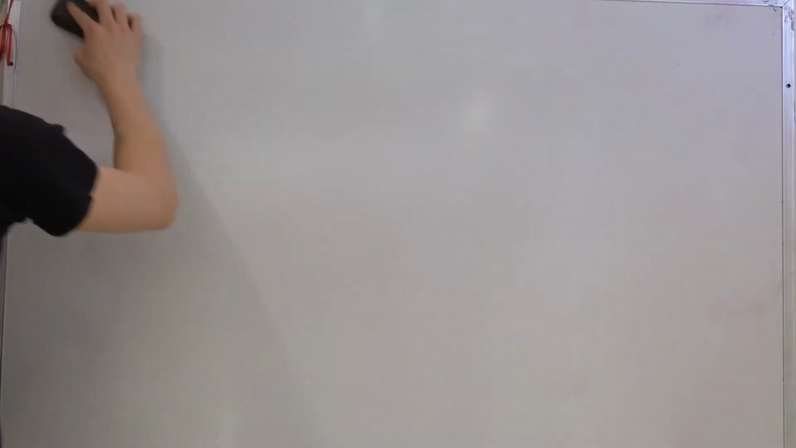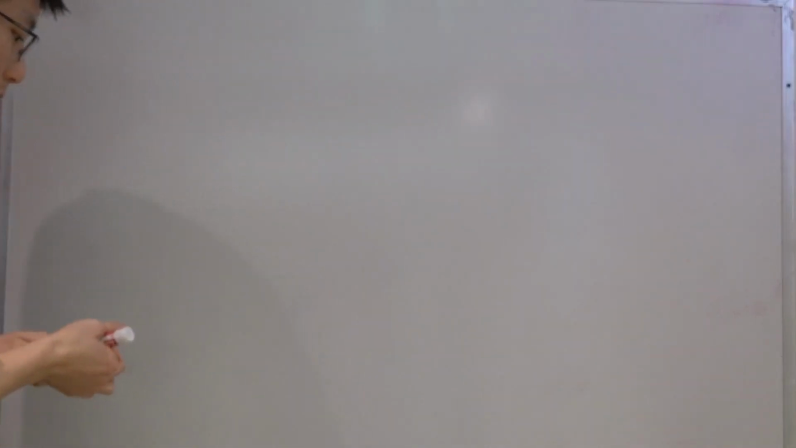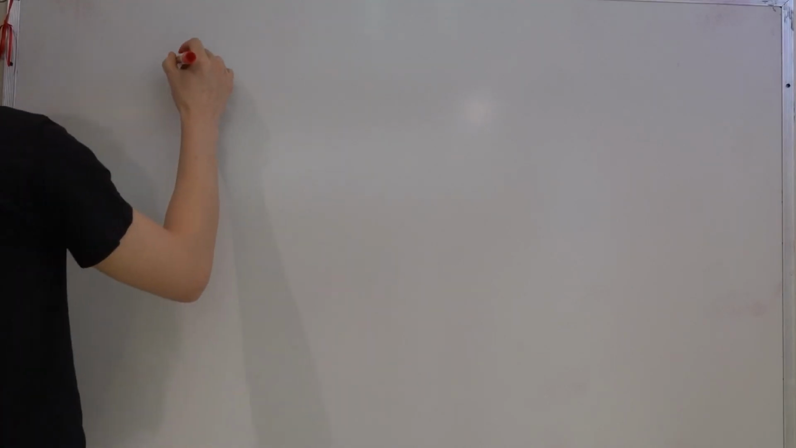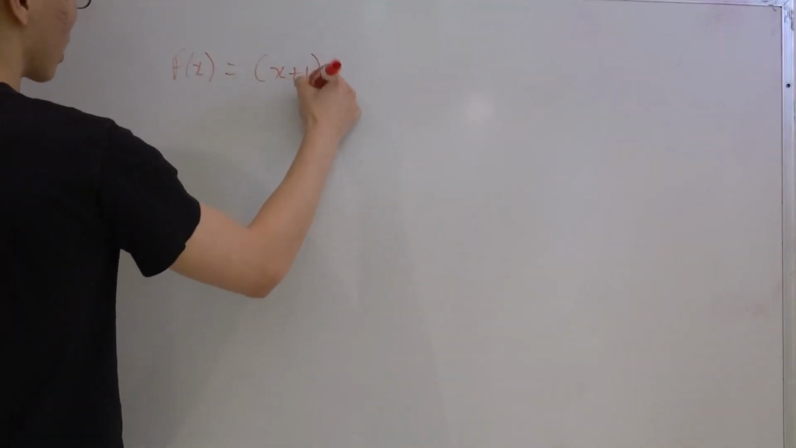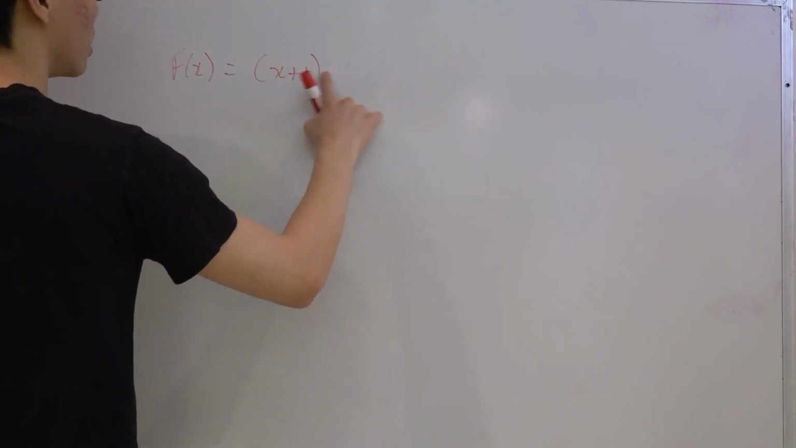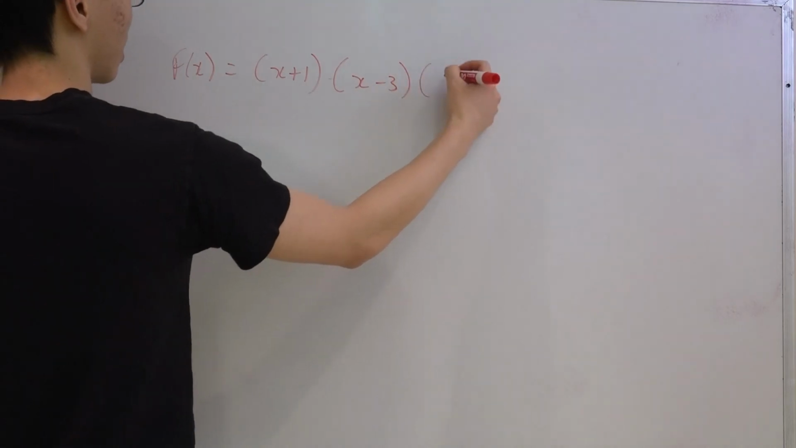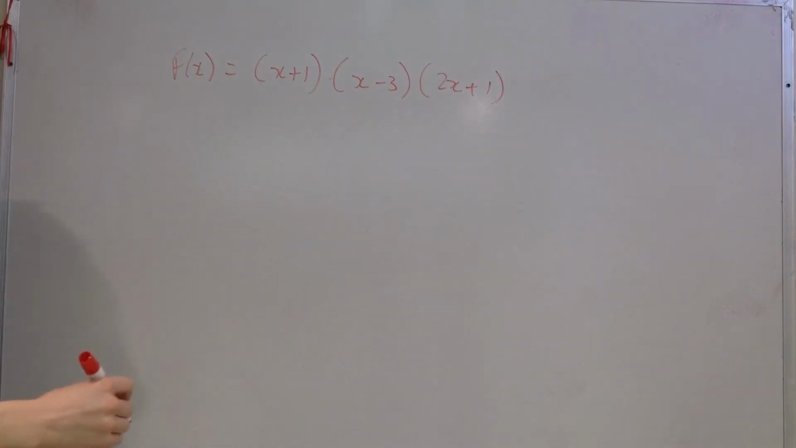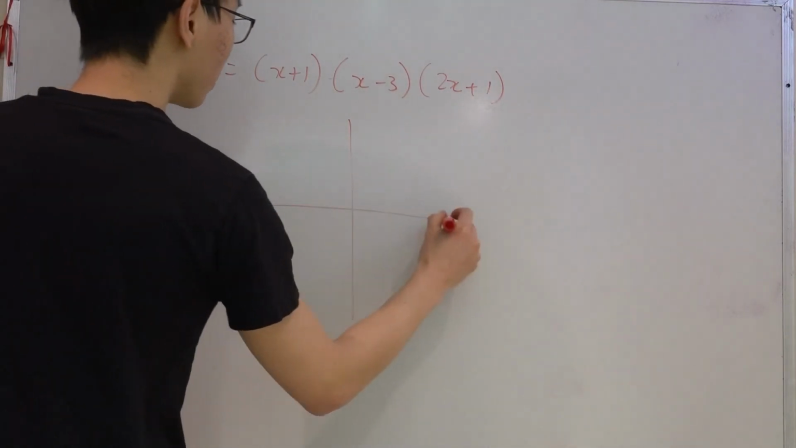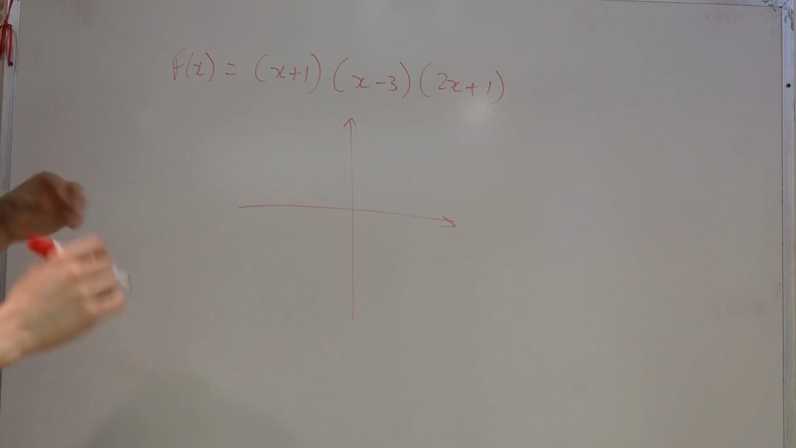We actually touched on this last lecture, but I'm going to do it again. So maybe it's best if I just do it with an example. Suppose I have a polynomial f of x, and I already put it into factored form for you. It goes like this: x plus 1 times x minus 3 times, and let's say, 2x plus 1. Okay? What I can do is use my knowledge about this polynomial in order to graph it pretty well.